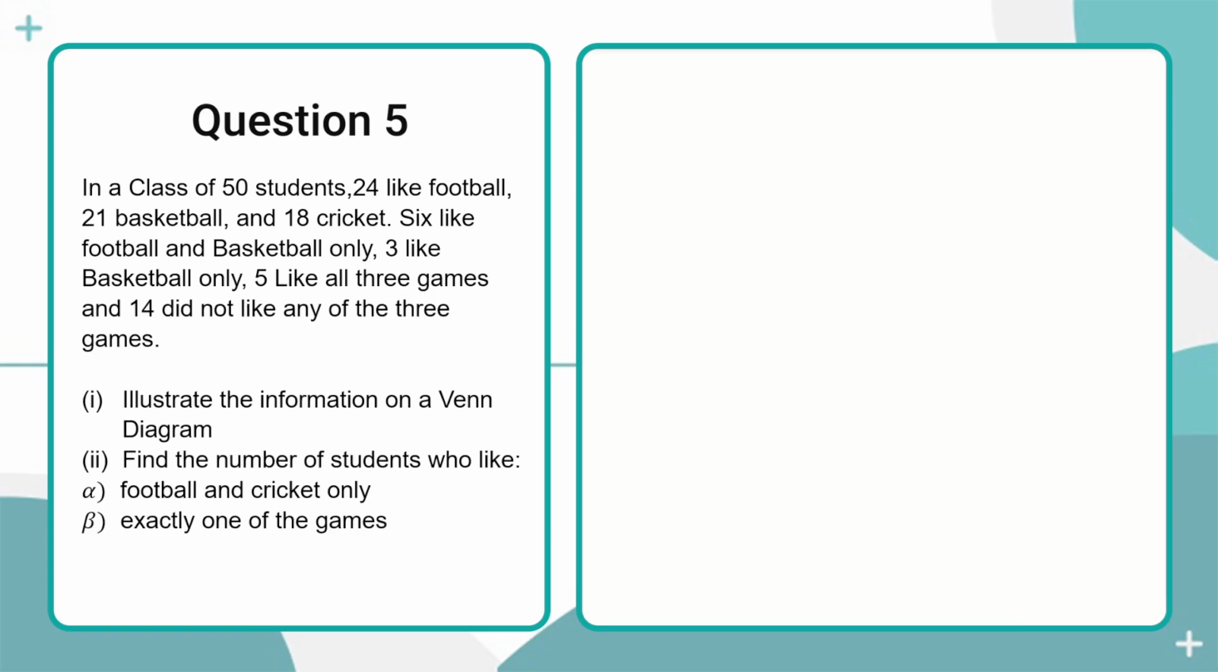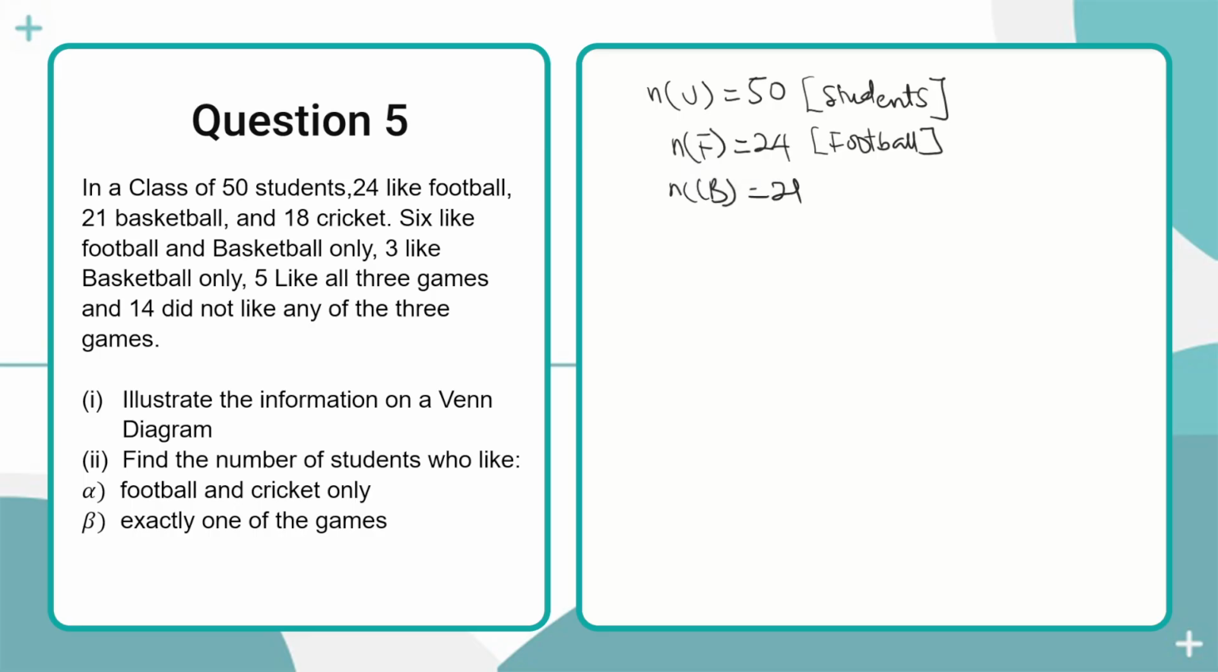So we know that the universal set is equal to 50, right? And this represents the number of students in the class. Then we have 24 like football, so F is equal to 24. And then we have 21 like basketball, so basketball, you can represent that with B, and that one is 21.